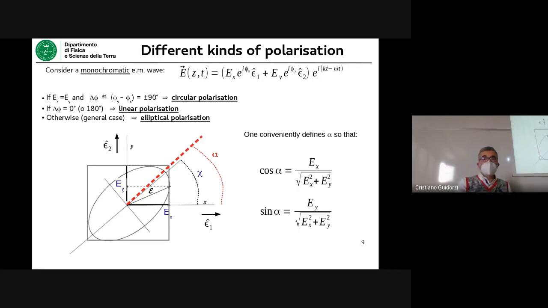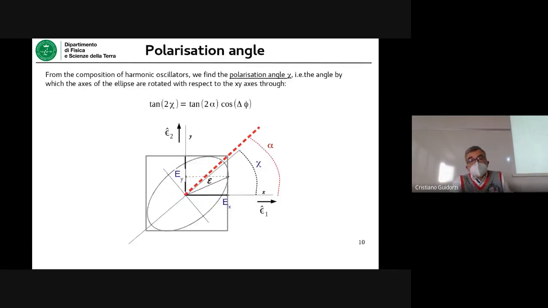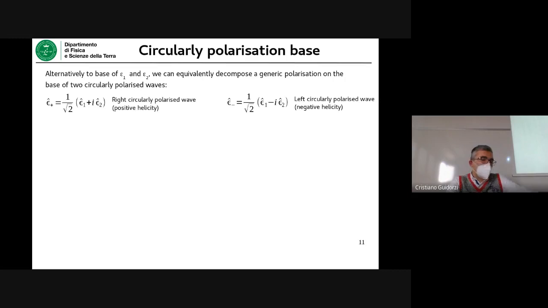Okay. So it is good to know that there is a relation between these two angles and the difference in phase, delta phi. This is just an exercise of geometry if you want to carry out. So once you know two of them, of course, you can derive the third. I'm not going to spend too much time on this.